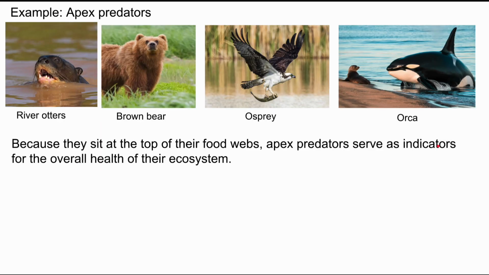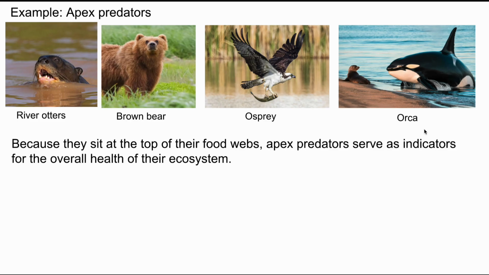And another example, we'll make this last one, is apex predators. Because they sit at the top of the food web, they are basically bellwethers of everything that happens below them. So if you see a decrease in river otters, brown bears, ospreys, orca, that tells you that there's some kind of problem with the food supply below them.